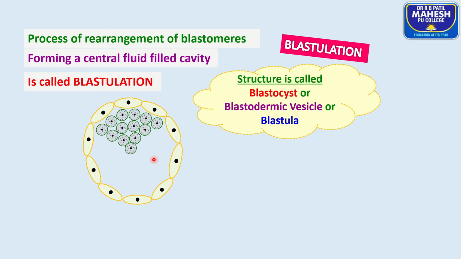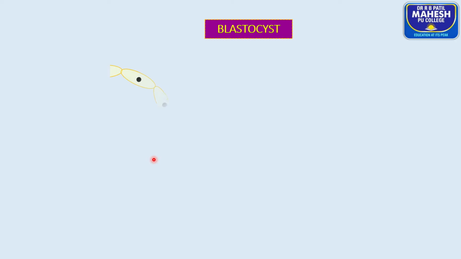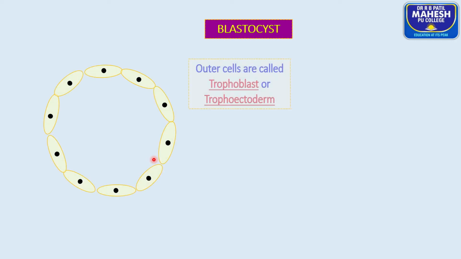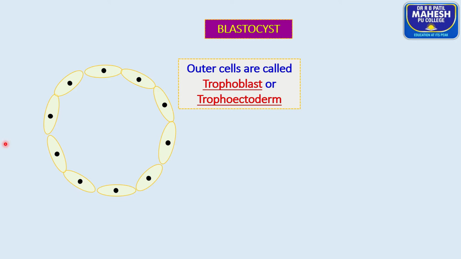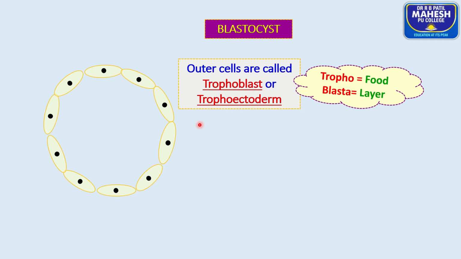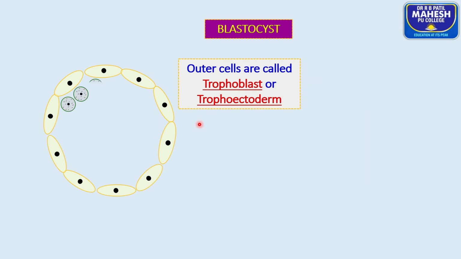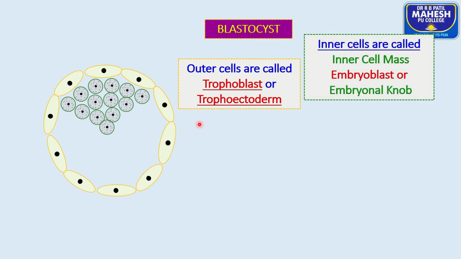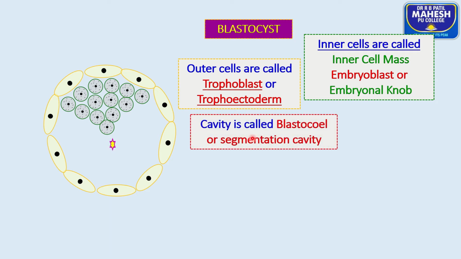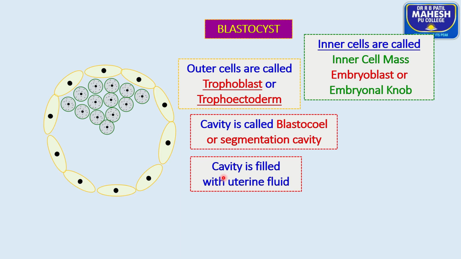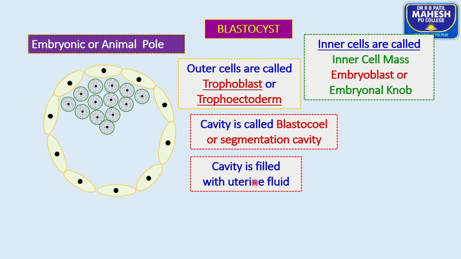In the case of human beings, the structure is called blastocyst, or blastodermic vesicle, or blastula. When you look at the structure of blastula, it is covered by outer cells called trophoblast cells or trophoectoderm. Tropho means food, blast means layer. The second one is the inner cell mass, or embryoblast. The cavity is called the blastocoel cavity or segmentation cavity, and it is filled with uterine fluid.